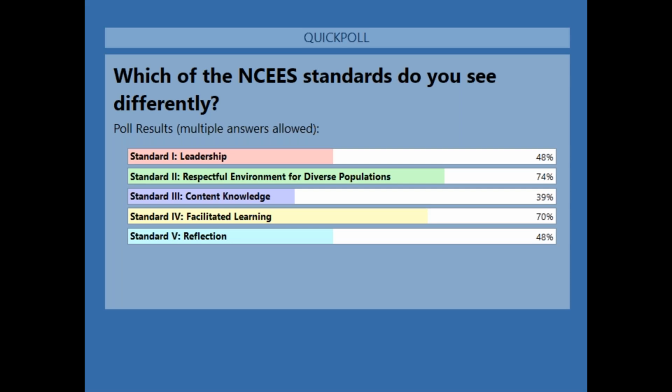So I like beginning with the majority, because I know we'll find the most comments there. So for those of you who indicated that standard 2, creating a respectful environment for diverse populations, is something you now see differently, go ahead and type in the question box a 2, and then briefly how you see that standard differently now that you're reading the book.